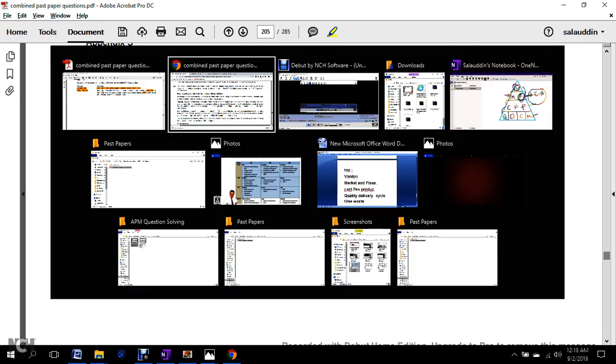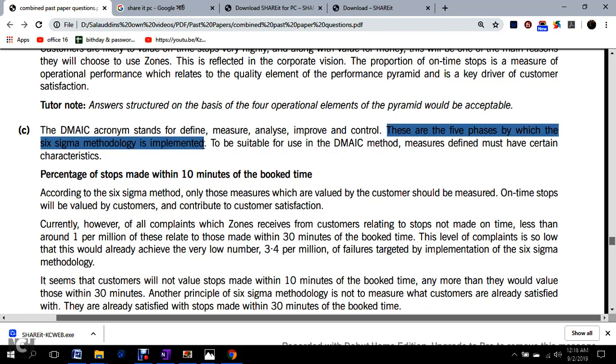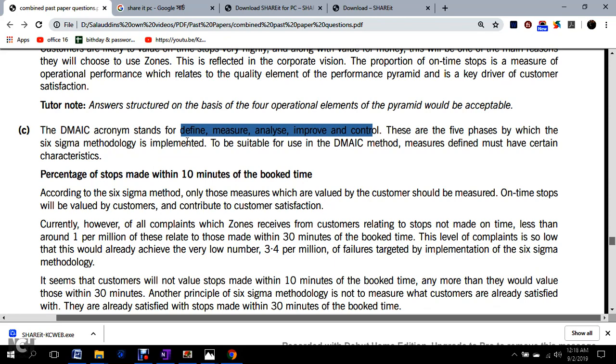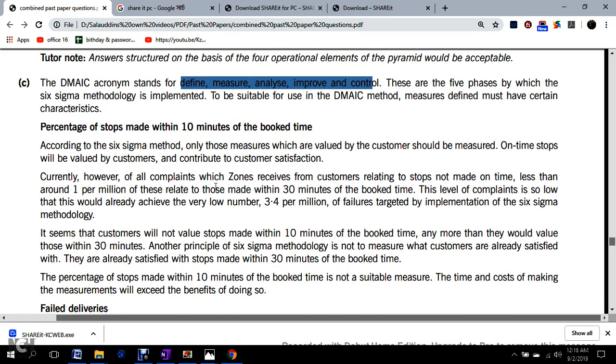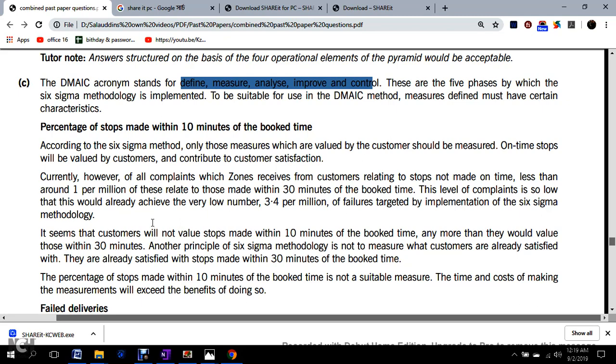Let's see how DMAIC can help. The DMAIC acronym stands for Define, Measure, Analyze, Improve and Control. These are the 5 phases by which the Six Sigma methodology is implemented. I told you how Six Sigma is implemented using these phases, these steps. To be suitable for using the DMAIC method, measures defined must have certain characteristics. So let's try to relate them. Percentage of stops made within 10 minutes of book time.